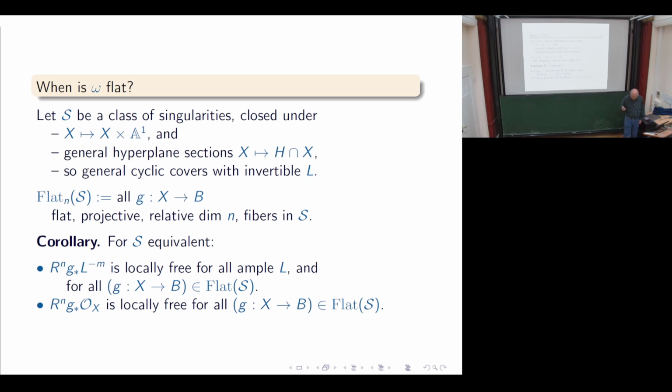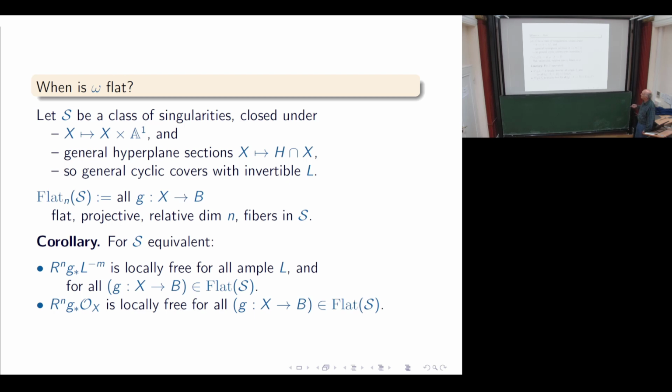Remember that the second way I described the cyclic cover, I just took a line bundle over the base X, and a general section there. Okay, so the line bundle is taken care of by the first assumption, and the general hyperplane section by the second. And now this is exactly what we need, because I'm interested in X, but for computations I needed this cyclic cover. And so this means that if S satisfies this, then the following are equivalent: R^i g_* of L^{-m} is locally free for all ample L, for the whole flat projective morphism whose fibers have singularities in S; or just that the highest push forward of the structure sheaf is locally free.